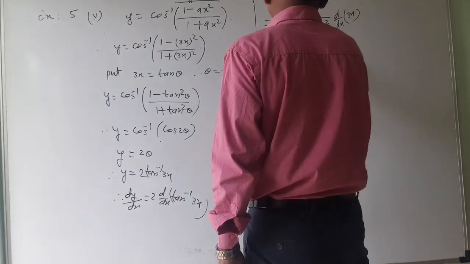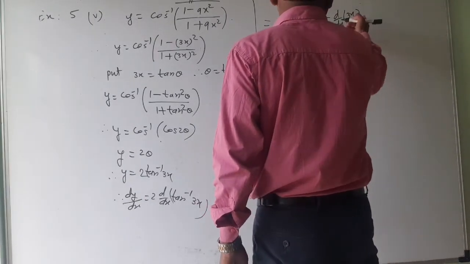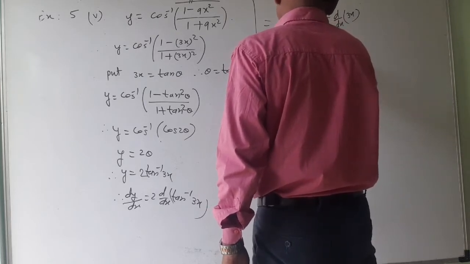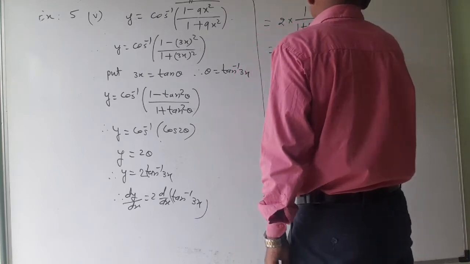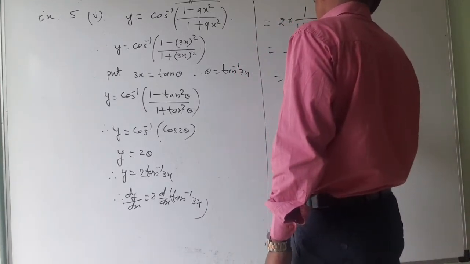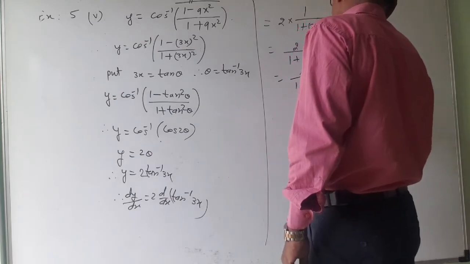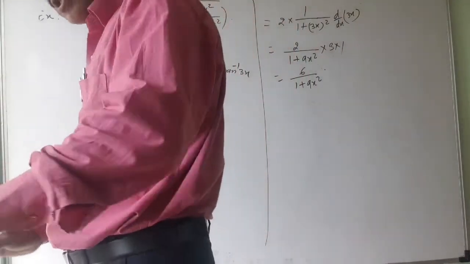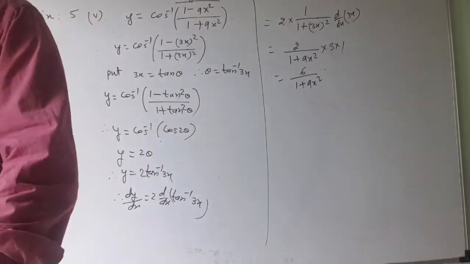So that is equal to 2, and into this I will take it afterwards, 1 plus 9x square, into the derivative of this, which is 3 into 1. That is equal to 6 upon 1 plus 9x square. This way it has become easy. If you understand all these solved examples, then the exercise is nothing for you.